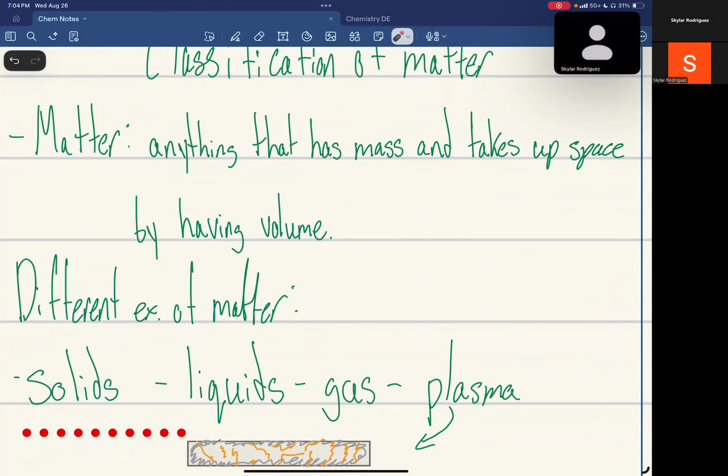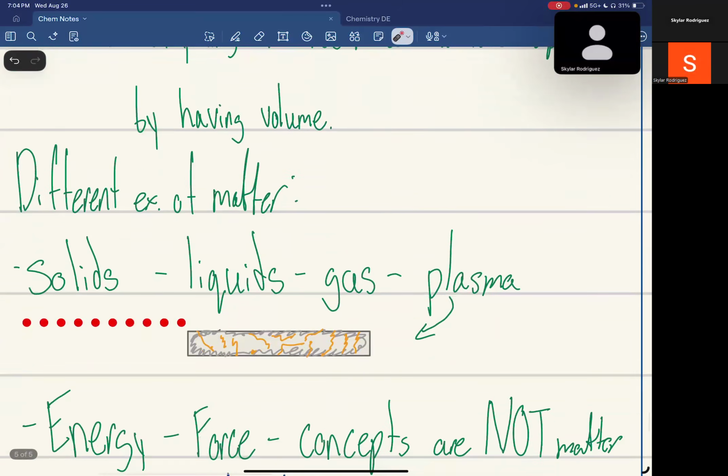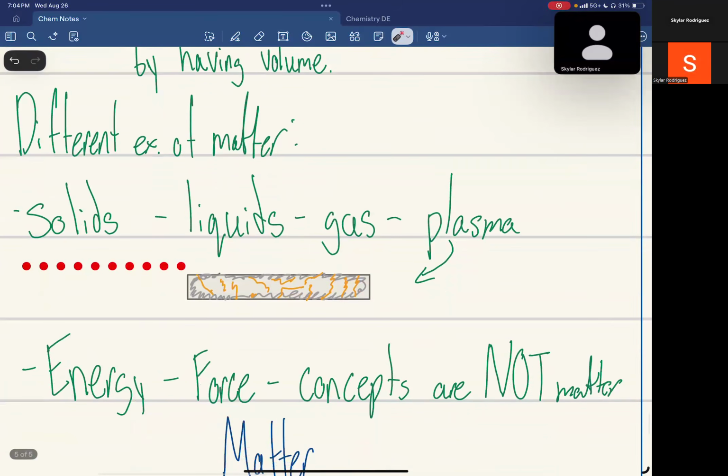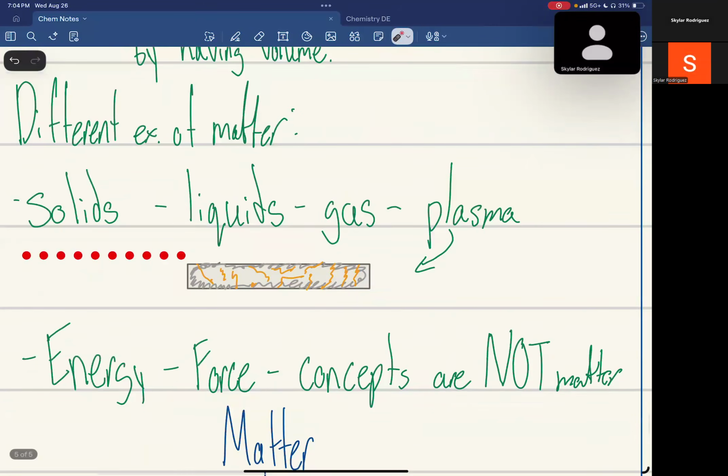The atoms in plasma bounce so violently that they rip their own electrons off, creating a highly energized soup of free-floating electrons and positively charged ions. You might not know this, or maybe you do, but fluorescent light bulbs happen to have plasma in them, and that's how they work. Energy, forces, and concepts such as thoughts, time, memories, and emotions are not matter.